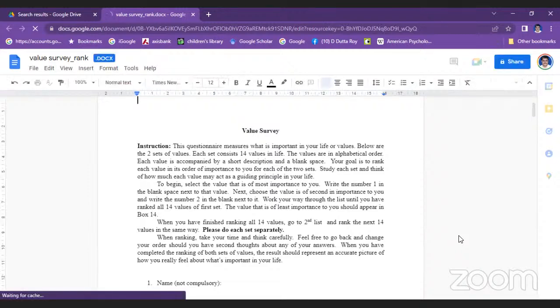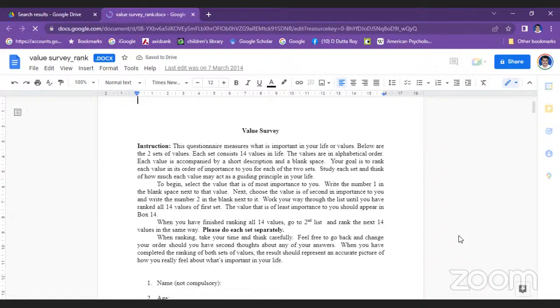Value survey. Instructions. This questionnaire measures what is important in your life or values. Below are the two sets of values. Each set consists of 14 values in life. The values are in alphabetical order. Each value is accompanied by a short description and a blank space. Your goal is to rank each value in its order of importance to you for each of the two sets. Study each set and think of how much each value may act as a guiding principle in your life. To begin, select the value that is of most importance to you. Write the number 1 in the blank space next to that value. Next, choose the value that is second in importance to you and write the number 2 in the blank next to it. Work your way through the list until you have ranked all 14 values of the first set. The value that is of least importance to you should appear in the box 14.